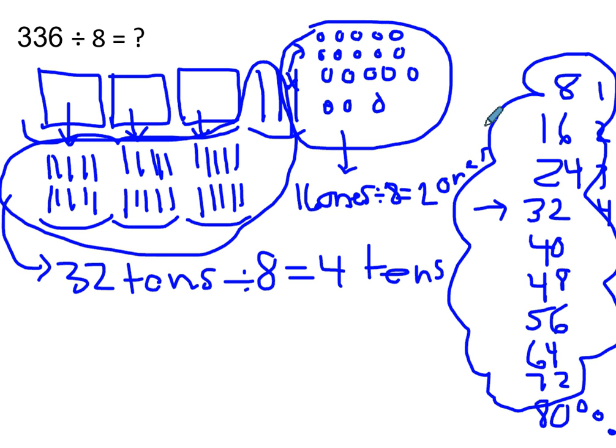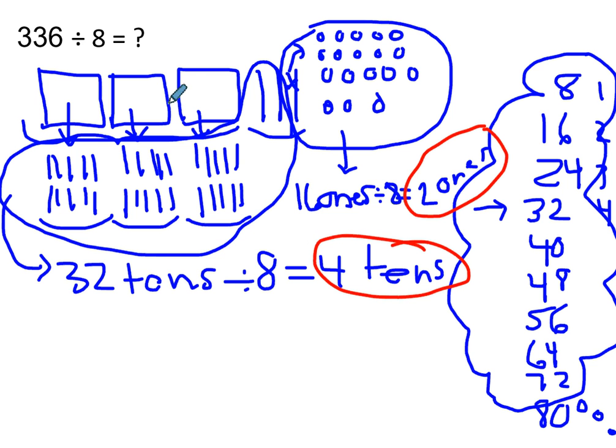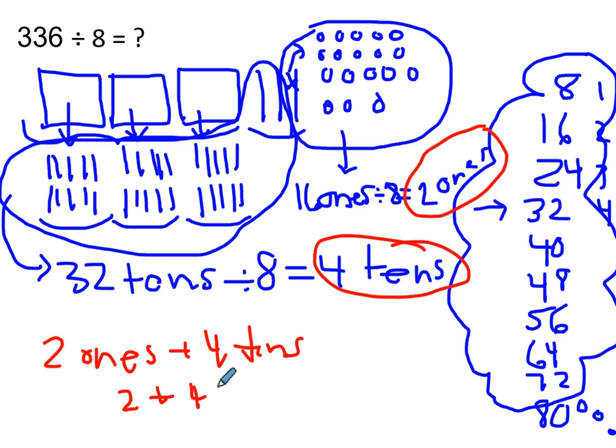Now, how do you find your answer? You have 2 ones and 4 tens. And you can see that we used all our picture, so the answer is going to be 2 ones. Sorry, usually I should start with the tens, but it doesn't matter. It's going to give us the same answer. So 2 ones is 2, plus 4 tens, that's 40. 2 plus 40 is 42. So this is our answer to 336 divided by 8. Now we know the answer.